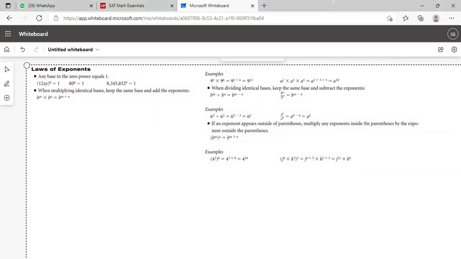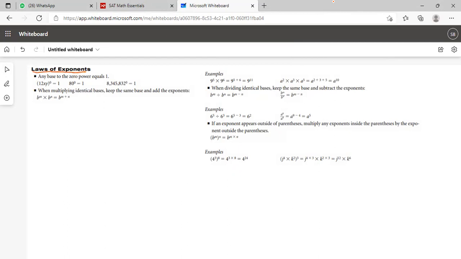So the laws of exponents. Any base to the 0 power equals 1. So if we have 80 to the 0, if we have 12xy to the 0, any number that has 0 as its exponent has the answer 1. Whenever we have 0 in the power, the answer is 1. Even if it's a big number, if we have 0 in its power, the answer is going to be 1.